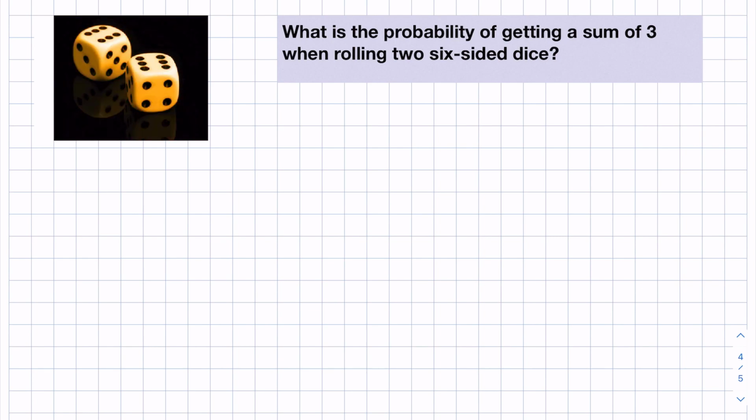What is the probability of getting a sum of 3 when rolling 2 6-sided dice? A way to solve this is to add all of the possibilities and see which ones add up to 3. So we have to add 1, 2, 3, 4, 5, 6, and 1, 2, 3, 4, 5, 6, and see which ones add up to 3. Honestly, brute forcing it doesn't seem fun. You just have to keep on adding 36 times.